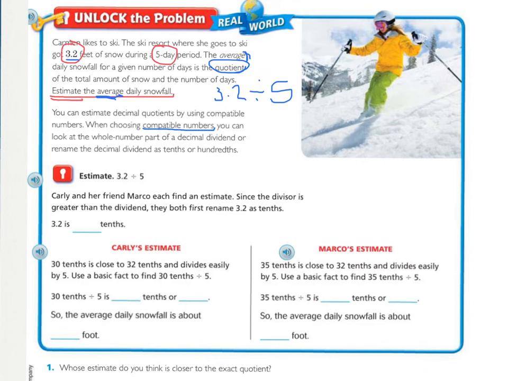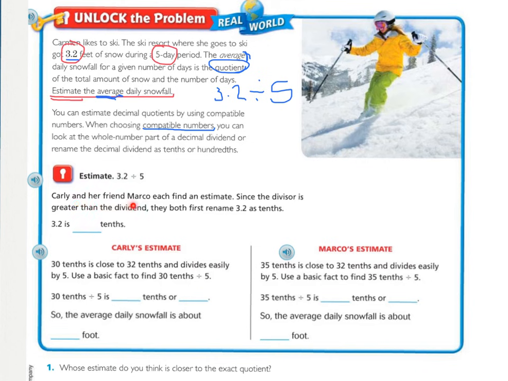And when they say that you look at the whole number part of the decimal, in this case that would be just the 3. But the 3 is less than 5, so you can't divide 3 quickly and nicely and evenly in your head by 5. So we're looking at the second part because of the "or." We're looking at renaming the decimal dividend as tenths or hundredths. So now that we've gone through what all of the words mean, we are going to estimate 3 2/10 divided by 5.